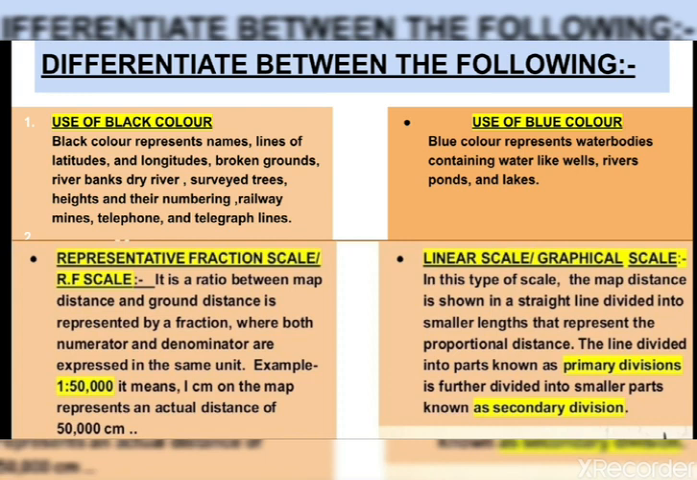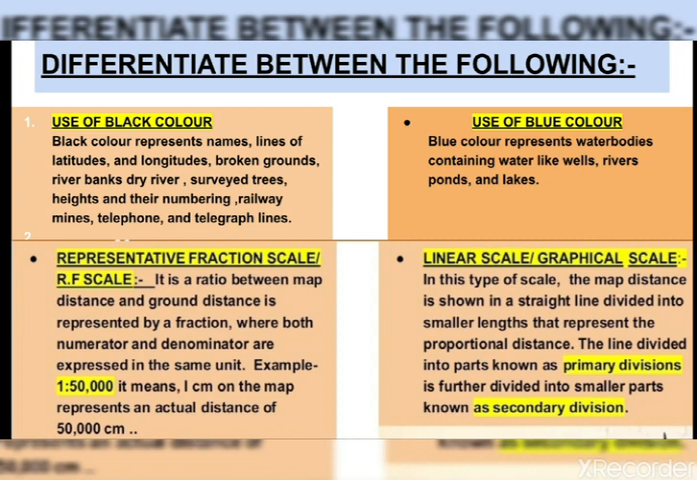lakes. Then question number 2, representative fraction scale or RF scale or ratio scale, and another one is linear scale or graphical scale. So the answer you will write, in the ratio scale you will write, it is a ratio between map distance and ground distance represented by a fraction where both numerator and denominator are expressed in the same unit. Example, 1:50,000, it means 1 centimeter on the map represents an actual distance of 50,000 centimeter.